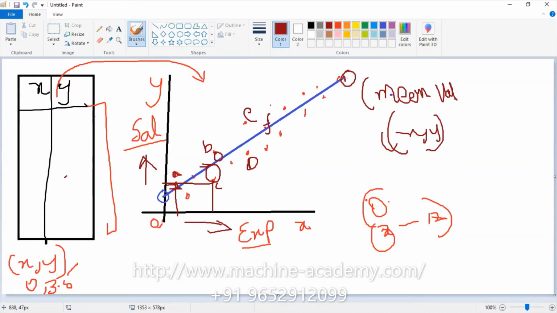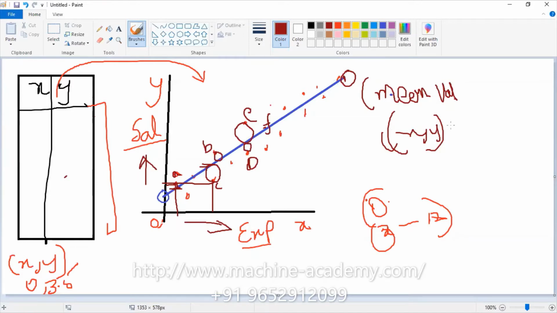The blue line is the assumption line. In the real-time observation, the red dots are what we are getting. Now what is my task? I need to eradicate this. This we consider as an error. Did you get what I'm saying?